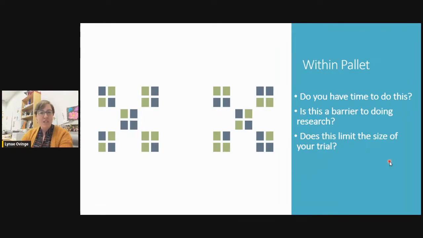So my main question is, I've got nothing against beekeepers that use this design, and if you are, stay ahead. But I think there's a lot of commercial beekeepers that this amount of tinkering just is not going to work within how they do things. So, do you have time to be labeling hives, to be recording data like that? Is a design like this a barrier to you doing research? Does this limit the size of your trial? When I do a trial like this, I can only run about 120 hives before it gets a bit out of control for me.